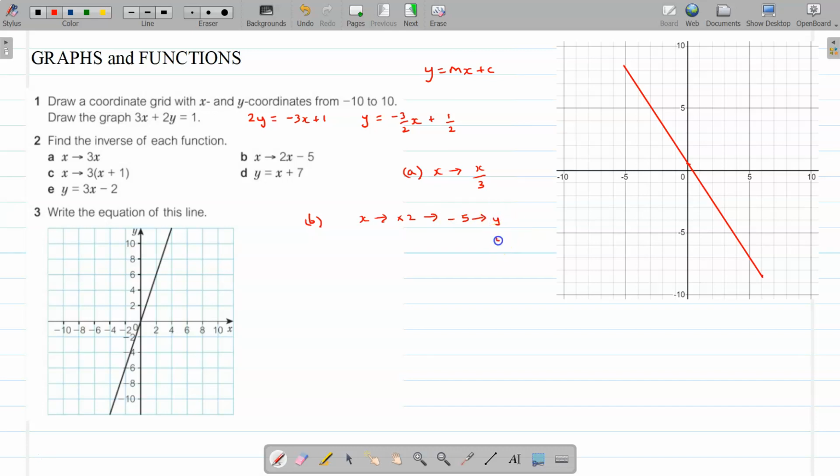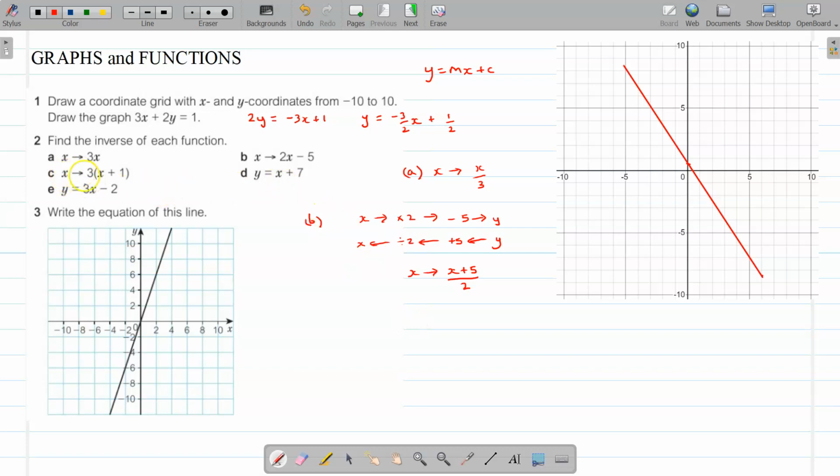Okay, if we go back the other way, then we do the opposite. We add 5 and then we divide by 2. Okay, and that will give us back to where we started from, x. So what I can do is I can say that the inverse function is x maps onto, and I replace this now with x plus 5 over 2, and that's the answer, working backwards this way to where I started.